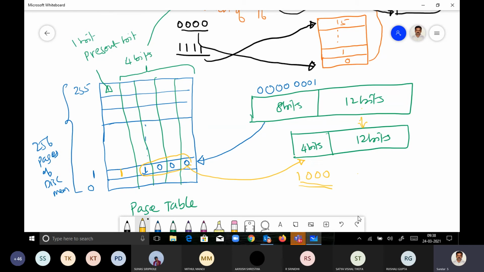Okay, right. Suppose, let us assume, one more case. Suppose it is generating something, suppose it is pointing something here. If the entry is not there, the present bit is 0. Let us assume, if present bit is 0, it means that particular page is not available in the main memory. So this is like a cache miss, right? Like that, here, page fault.